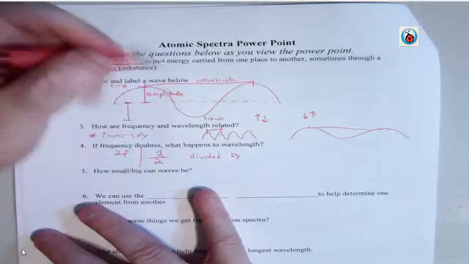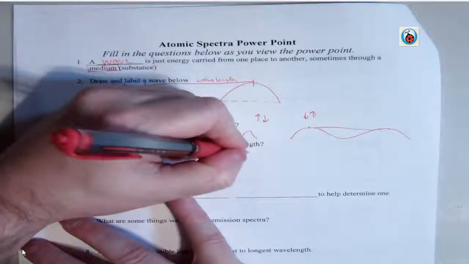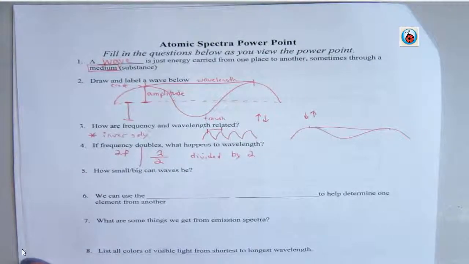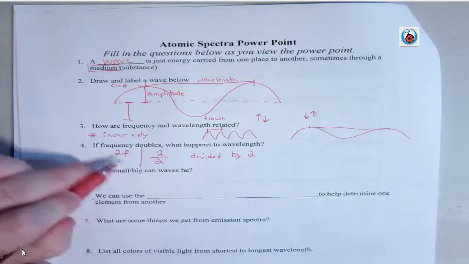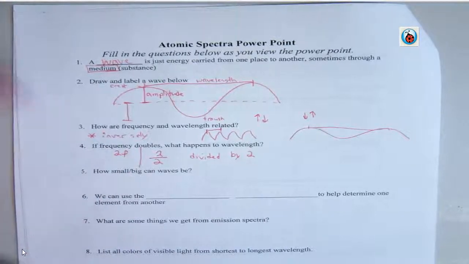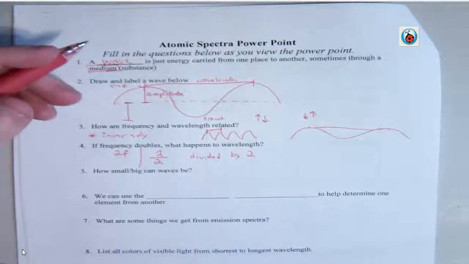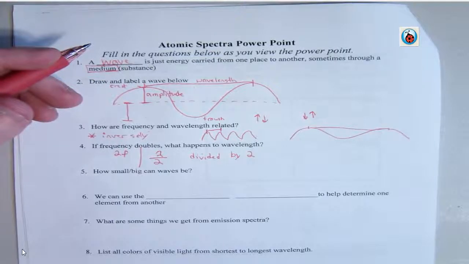Hopefully that made sense. That was kind of a long explanation. Hopefully it wasn't confusing. But the point being that whatever you do to one, you do the opposite to the other. So if you double the frequency, you divide the wavelength by 2, and vice versa, right? Okay, how big or small can waves be?